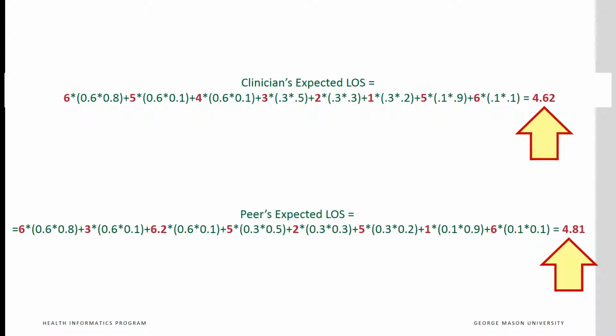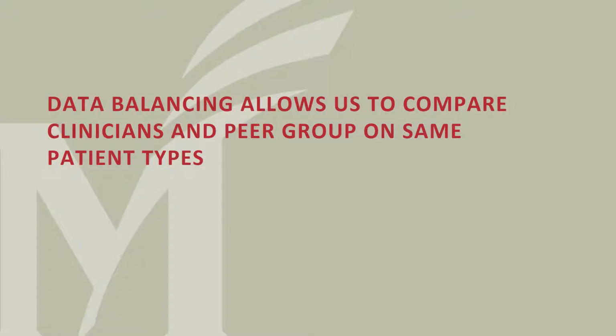These data show that the peer group keeps patients more in the hospital than the clinician. On an average patient, the peer group keeps the same patient 0.19 days more in the hospital. So in 100 patients, the clinician saves the cost of care by 19 days. The take-home lesson is that distribution switch and synthetic case calculations allow us to balance data and compare clinicians and peer group on the same types of patients.